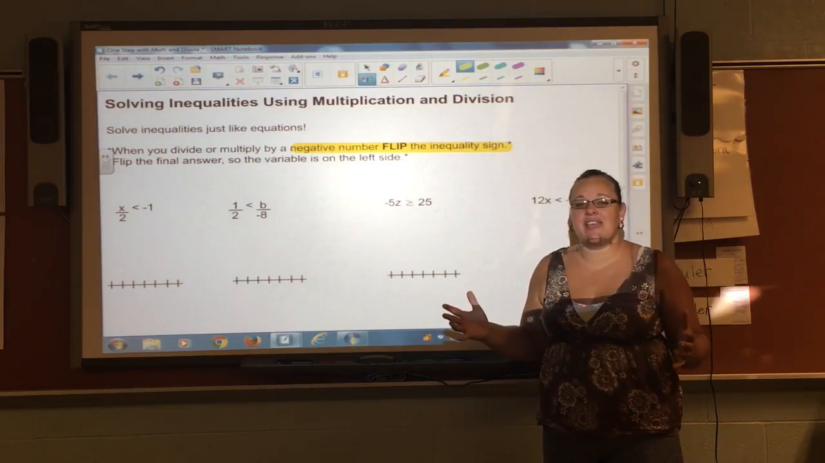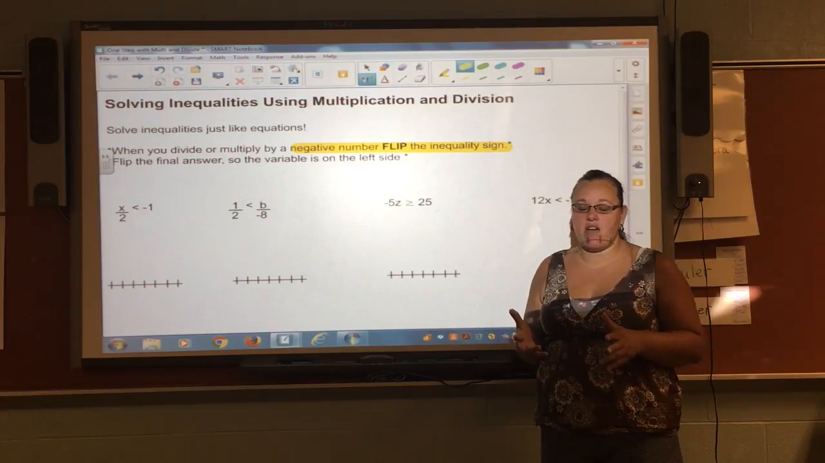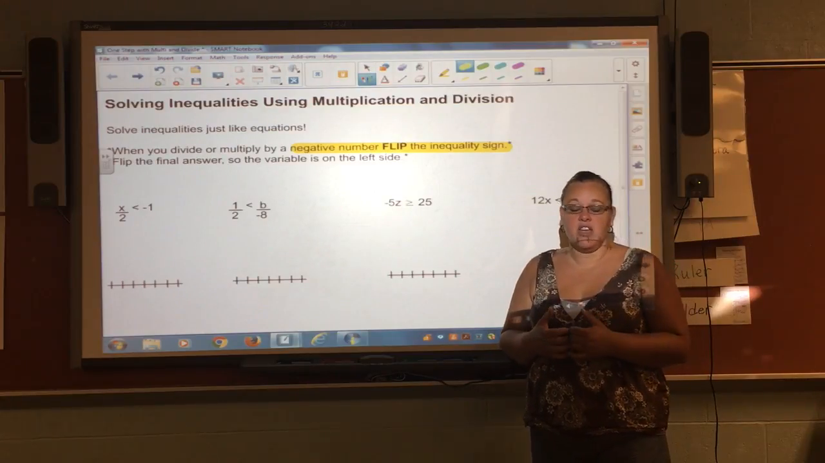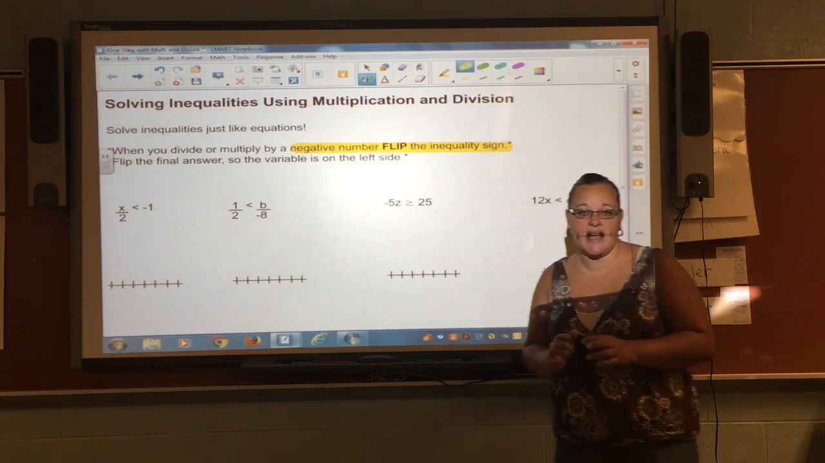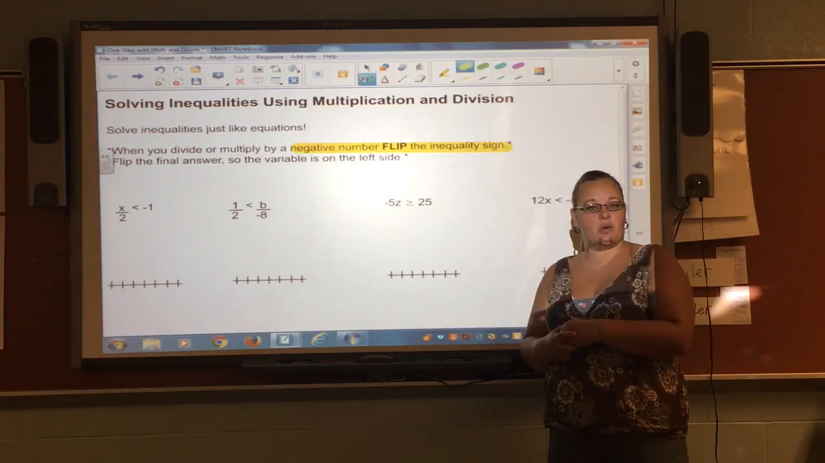I don't care what the answer is. The only thing I care about is that number that we are getting rid of. If that number alone is negative, you have to flip the inequality sign.